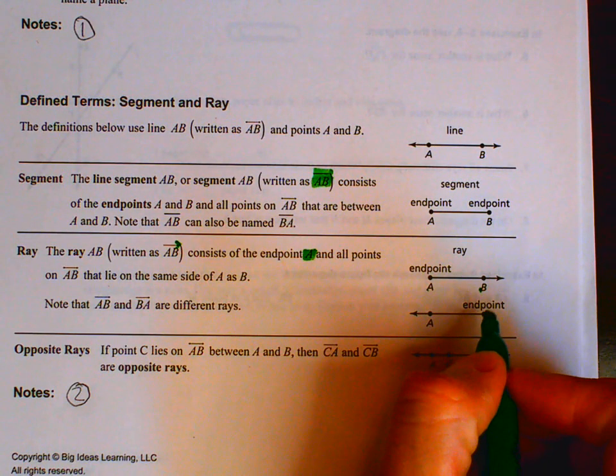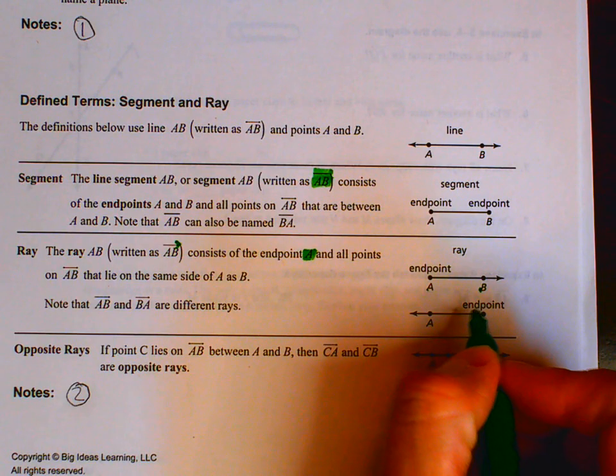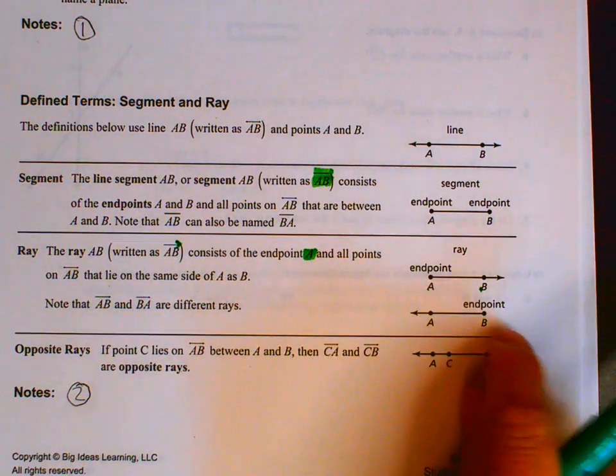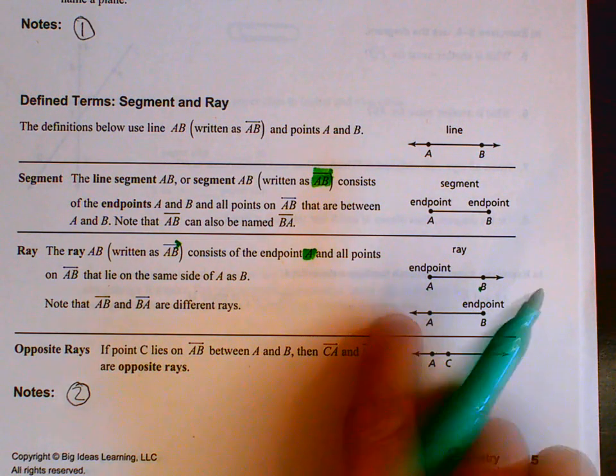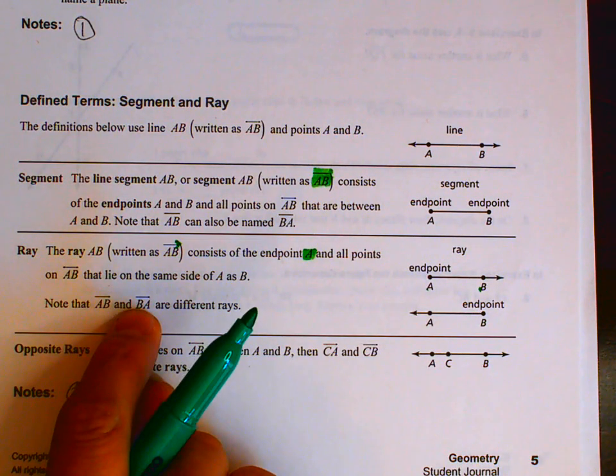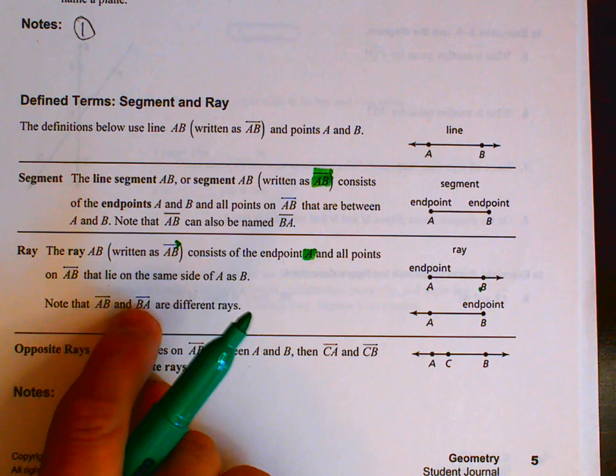Now, if we were to switch the order of the arrow and make it start on B and head towards A, then the notation would look a little different. We're going to talk a little bit more about this in just a bit.